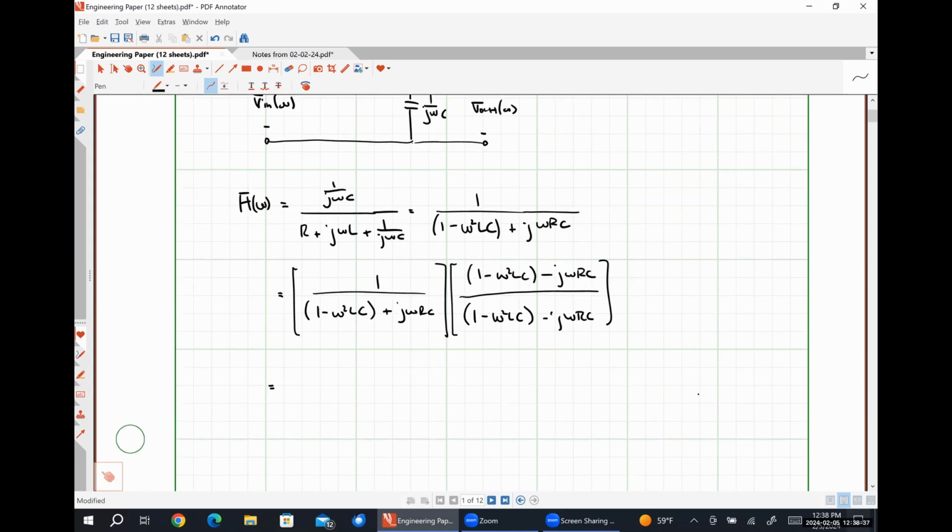this should come out to have a real part that is 1 minus omega squared LC over 1 minus omega squared LC quantity squared plus omega RC quantity squared. And our imaginary part should be negative j times omega RC over that same denominator.